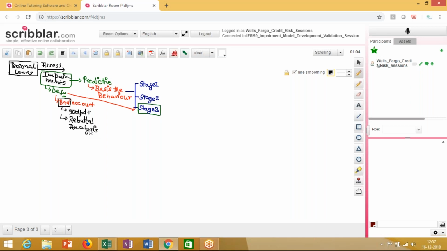So often, to do this rebuttal analysis, the flow rate or, as I said, the roll rate analysis becomes a very handy tool.